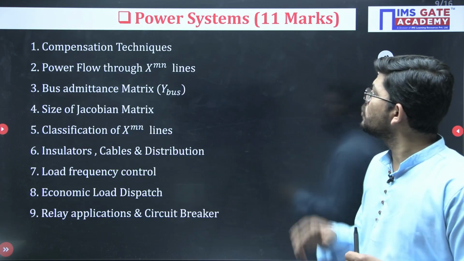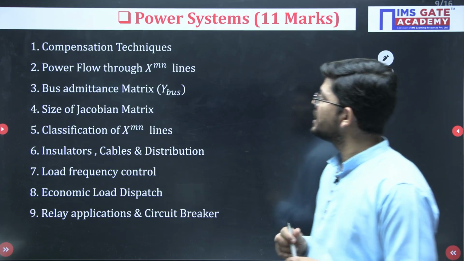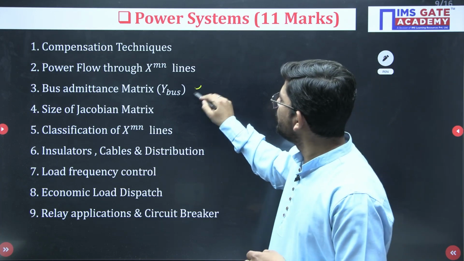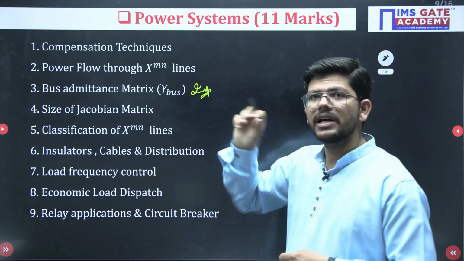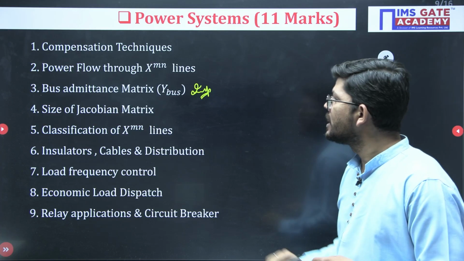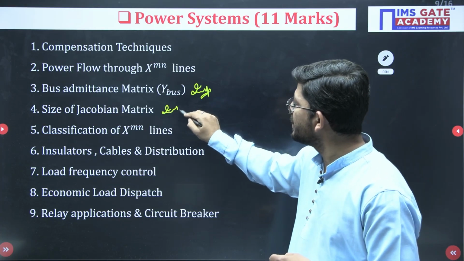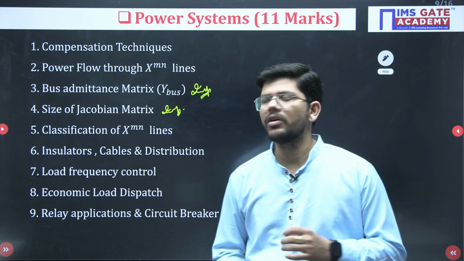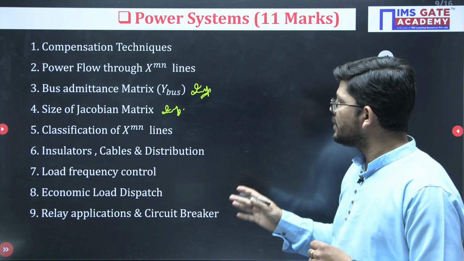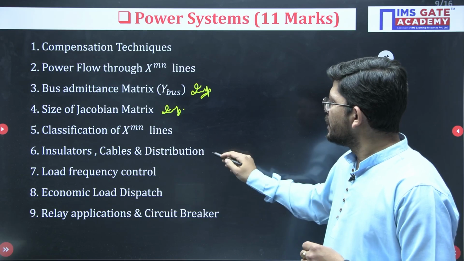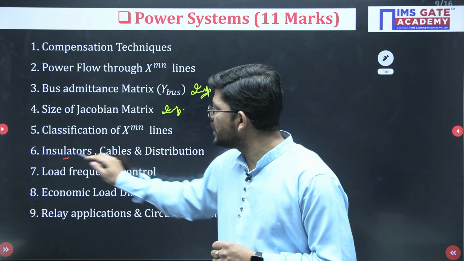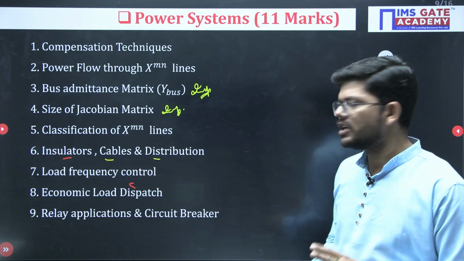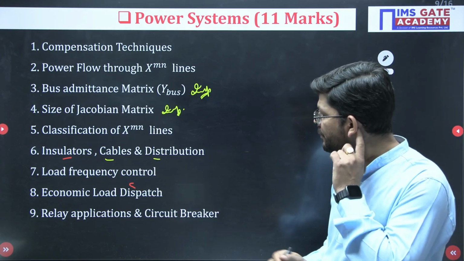Then when it comes to power system, there will certainly be a question from compensation technique, power flow through transmission line, and bus admittance matrix. Size of Jacobian matrix, very important. Classification of transmission line, short, medium and long. Insulators, cables and distribution. Okay, now you may get a question on either insulator or cable, or on distribution. One question definitely will be there from this topic.